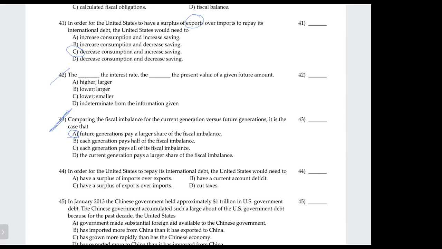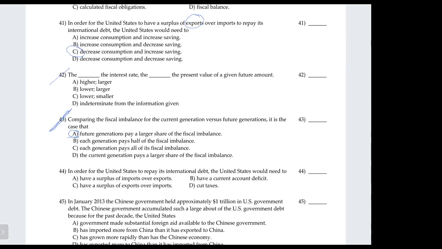This is largely because the debt is going to accumulate, and also the debt is going to incur some interest payment. So that's why future generations are going to pay a larger share of physical imbalance. And that's why the headline news is usually very worried about the physical imbalance or debt issue. However, they usually miss an important aspect of our economy, which is economic growth.